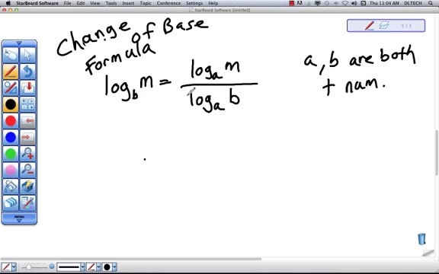Now it's a bunch of letters, but what's required of this is that both a and b must be positive numbers. And what this is for is so that we can change our problem so that we could use it in our calculator, because our calculator cannot do logs that do not have a base 10. Here's an example. We have the log of 4 to x. Now our calculator cannot work with this 4 here. So using this formula, it allows us to change it to a 10.